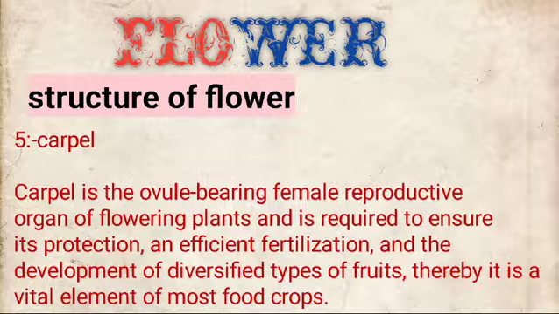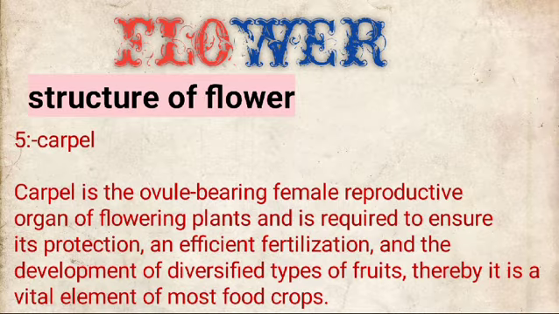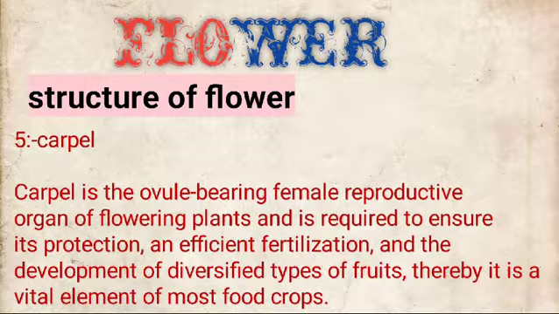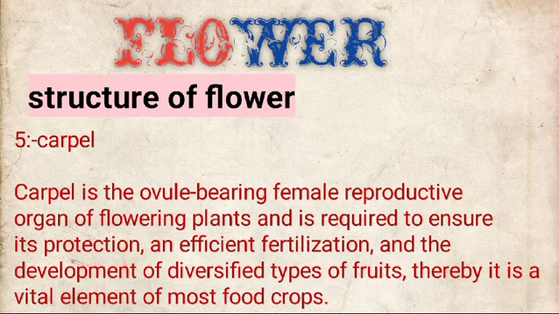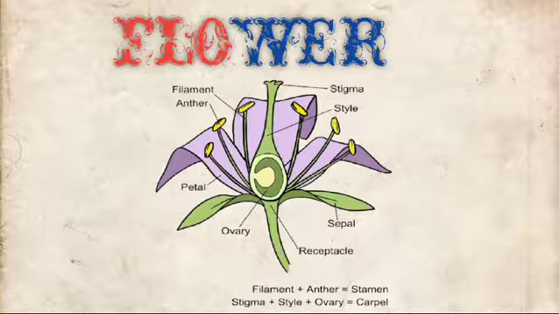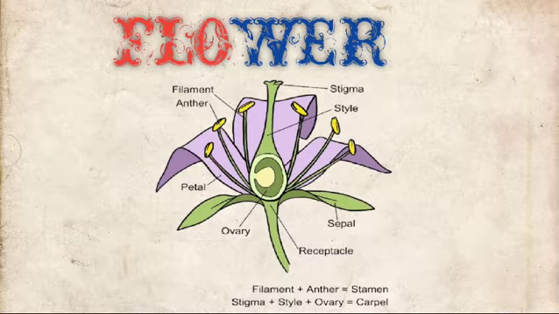Number 5 is carpel. The carpel is the ovule-bearing female reproductive organ of the flowering plant and is required to ensure its protection and efficient fertilization and the development of diversified types of fruits. Thereby, it is a vital element of most food crops. You can see the diagram of flower.